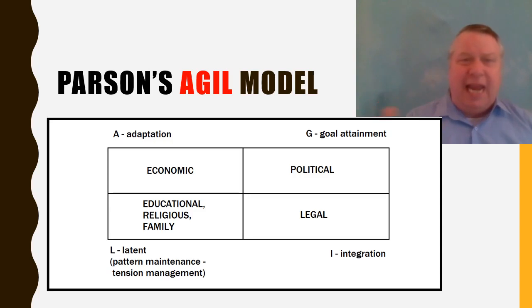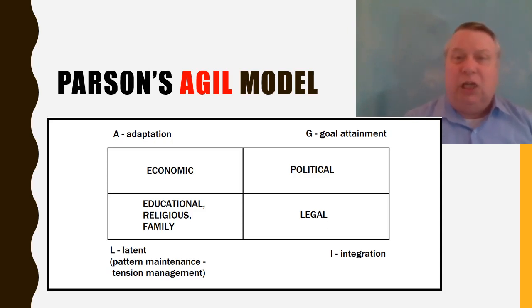AGIL stands for A, adaptation. Adaptation is mostly in the economic sphere. So adaptation means adapting the environment to us or adapting us to the environment. Either way, it doesn't really matter much if you consider the theory of relativity. So for example, humans exist within a world in which we are constantly adapting culturally to the environment around us and also adapting the environment around us to ourselves, to our needs.